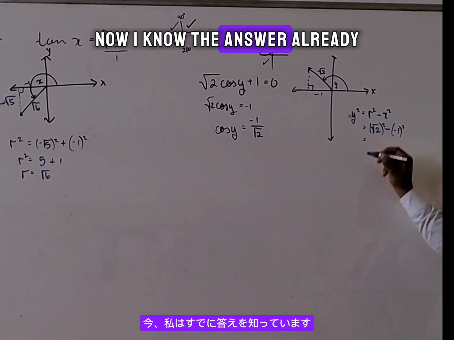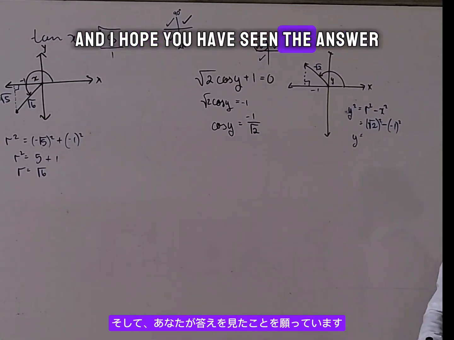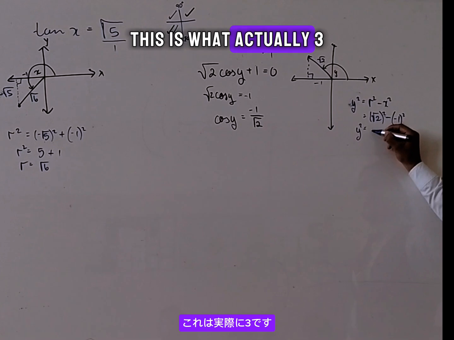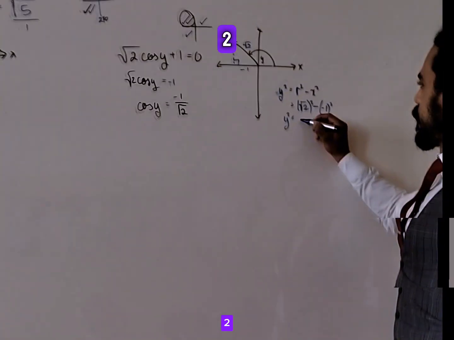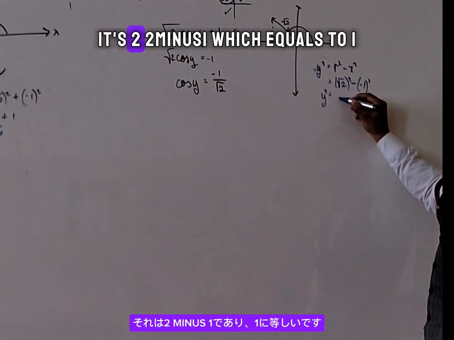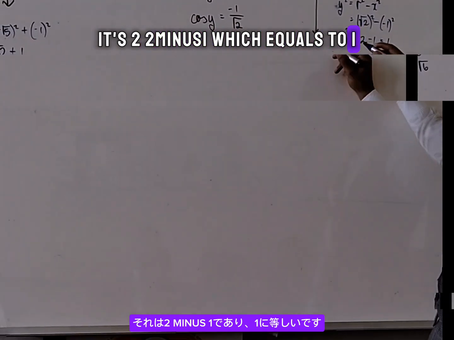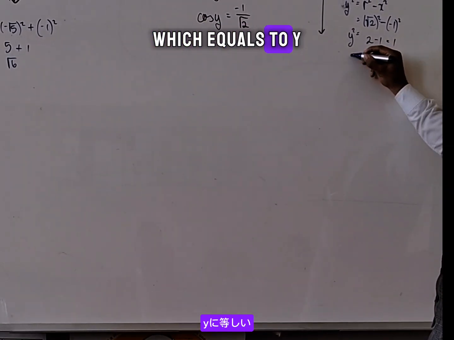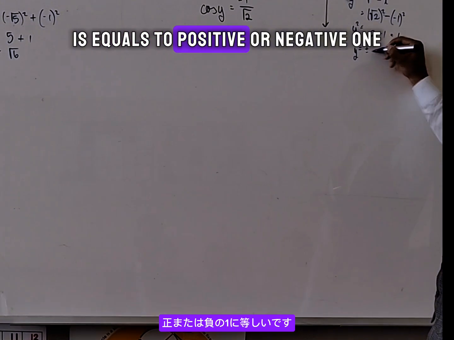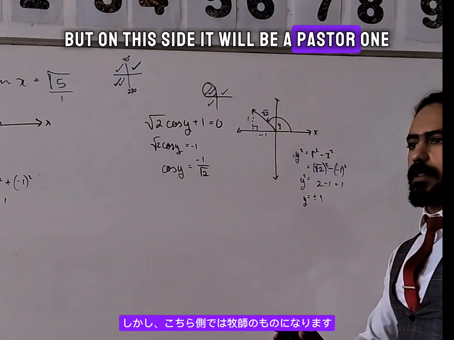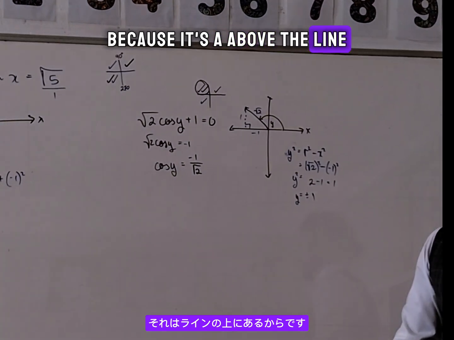Now I know the answer already, and I hope you have seen the answer, but I'm just doing this for practice's sake. So what is this actually? It's 2 minus 1, which equals 1. The square root of 1 gives y is equal to positive or negative 1. But on this side it will be a positive 1 because it's above the line.